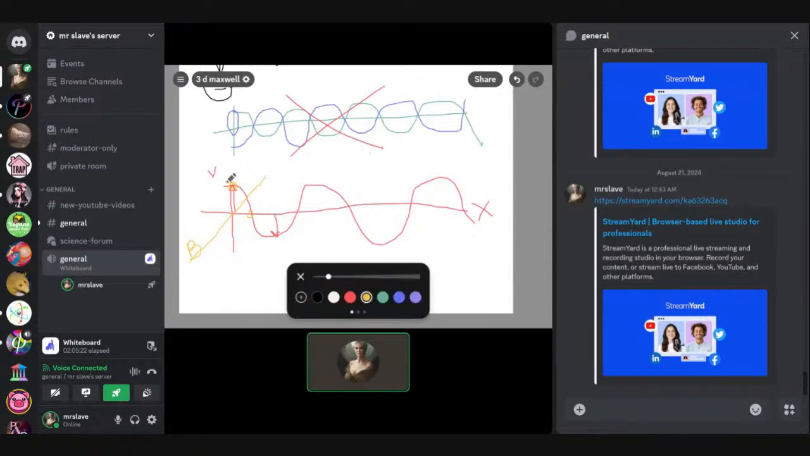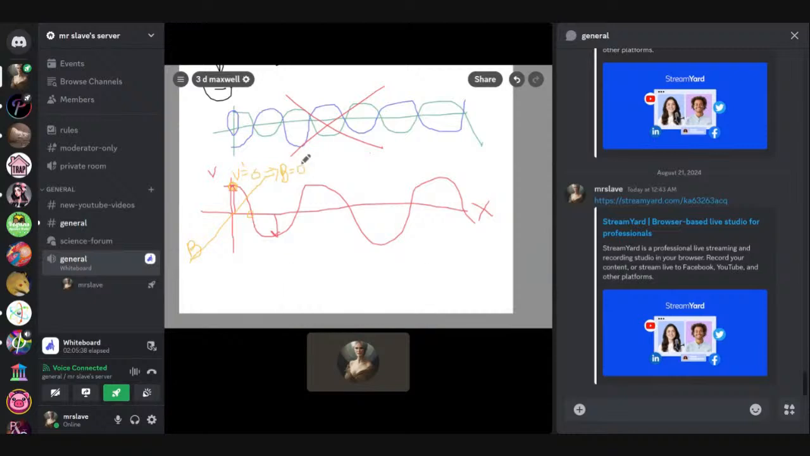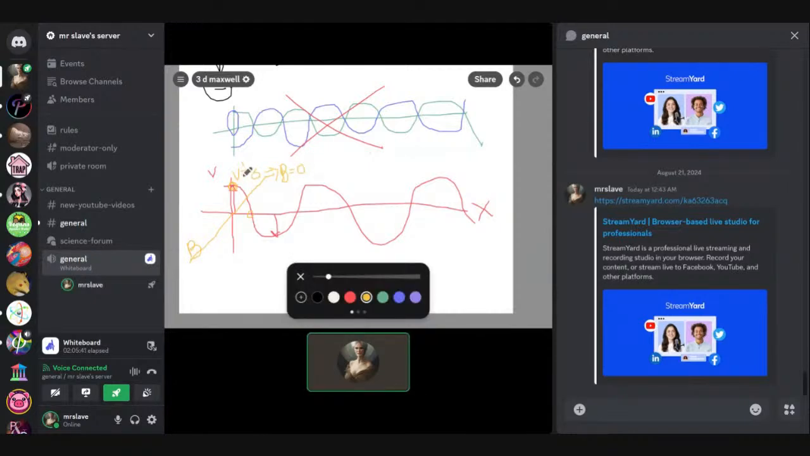Maximum voltage is right. The first derivative is zero. So V prime is zero. That means that B is zero. The first derivative of this one is B, the magnetic. So the magnetic must be zero here and must be maximum here. Okay, so it's maximum here and then it's minimum here.